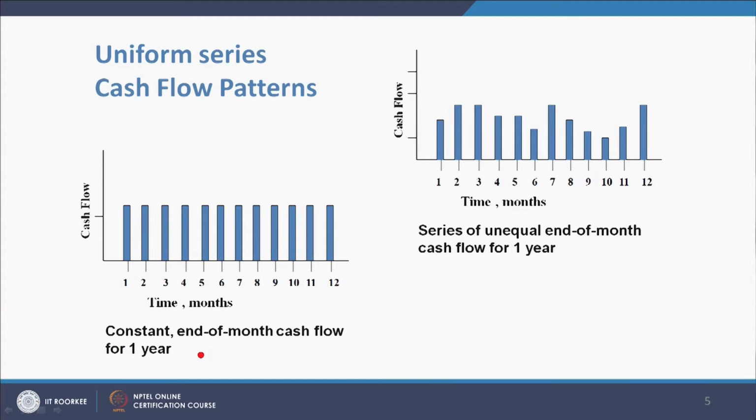Uniform series cash flow patterns. This type of pattern of cash flow is called constant end of the month cash flow for a year. So, this cash flow is shown every month, at the end of the month, for a duration of 12 months. Here is a series of unequal end of the month cash flow for 1 year. Here we see that the cash flow is not uniform, though it is end of the month cash flow for a period of 1 year.